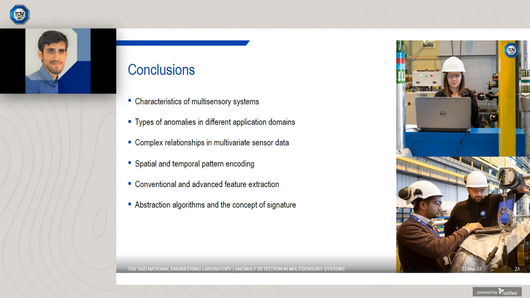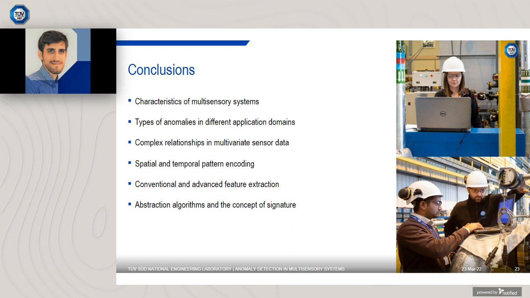So here in this webinar today, we talked about important characteristics of multi-sensor system and multivariate time series data. This webinar was a continuation of our previous webinar on time series data. So here we covered more aspects of spatial and temporal information. Different types of anomalies in different application domains were discussed to give you an idea of how we can extract different methods to deal with anomalies in the systems.